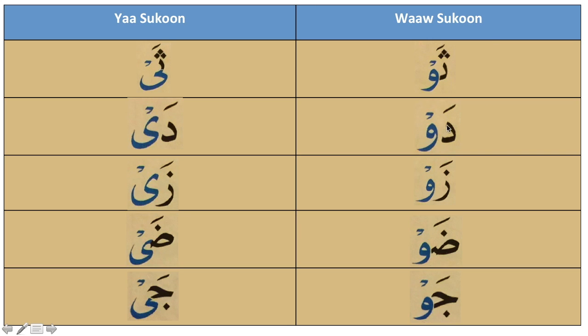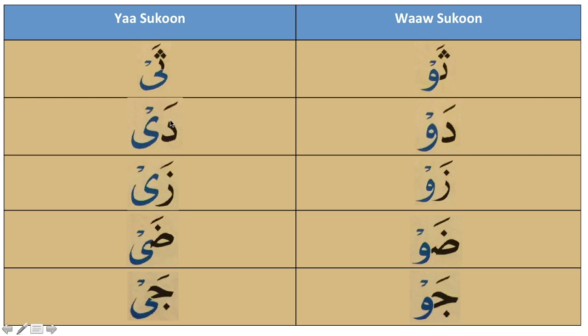So again, this is dal maftooha or dal fatha, and then we have a waaw sukoon. So dal fatha waaw sukoon, daw. Then we have dal fatha and then a ya sukoon. So this is how we say it. Dal fatha ya sukoon, day. Daw day. So remember this.